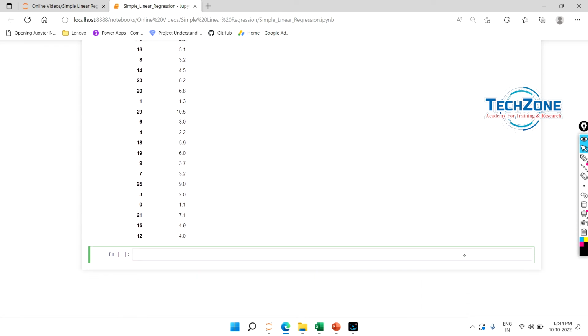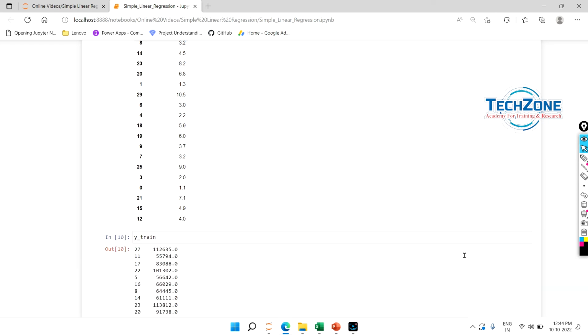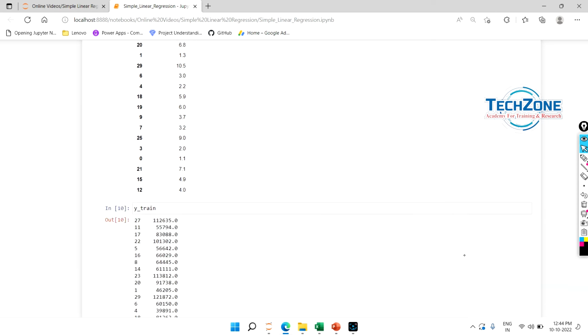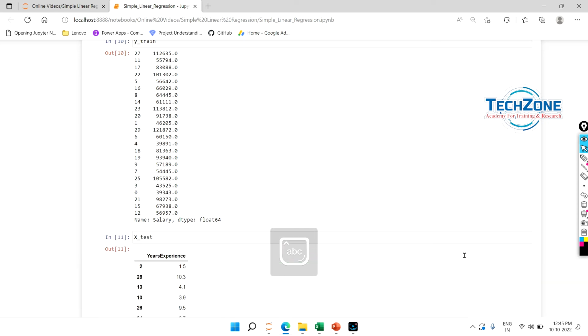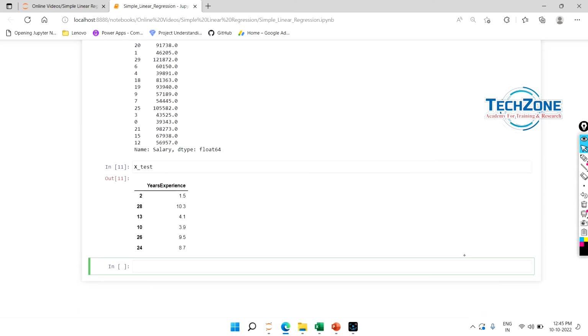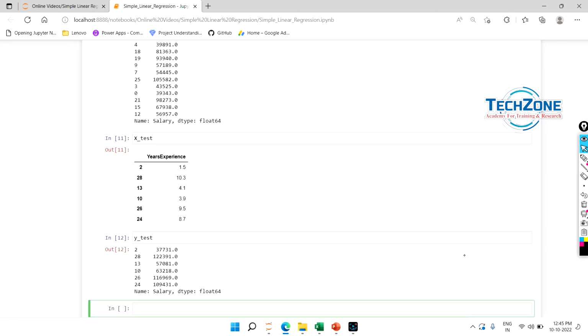So this is our x_train. Let us go ahead and print y_train also. These are the values of y_train. Then x_test, capital X, x_test. So how many points are in x_test? We have a very small data set actually. So this is y_test.